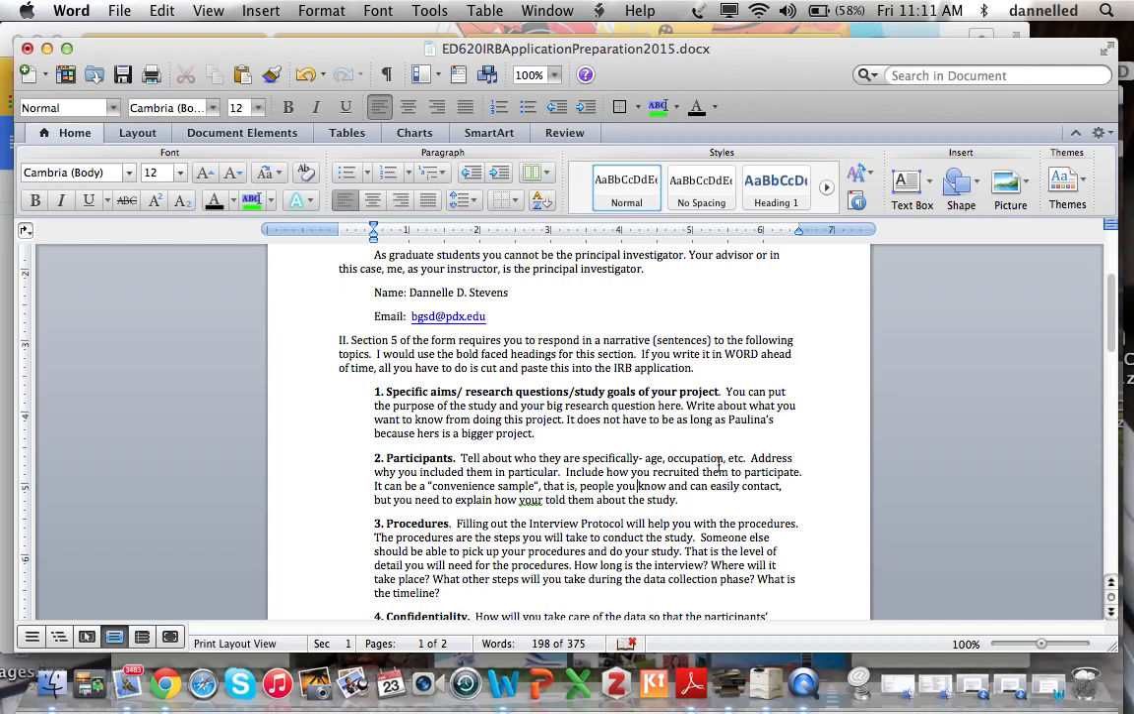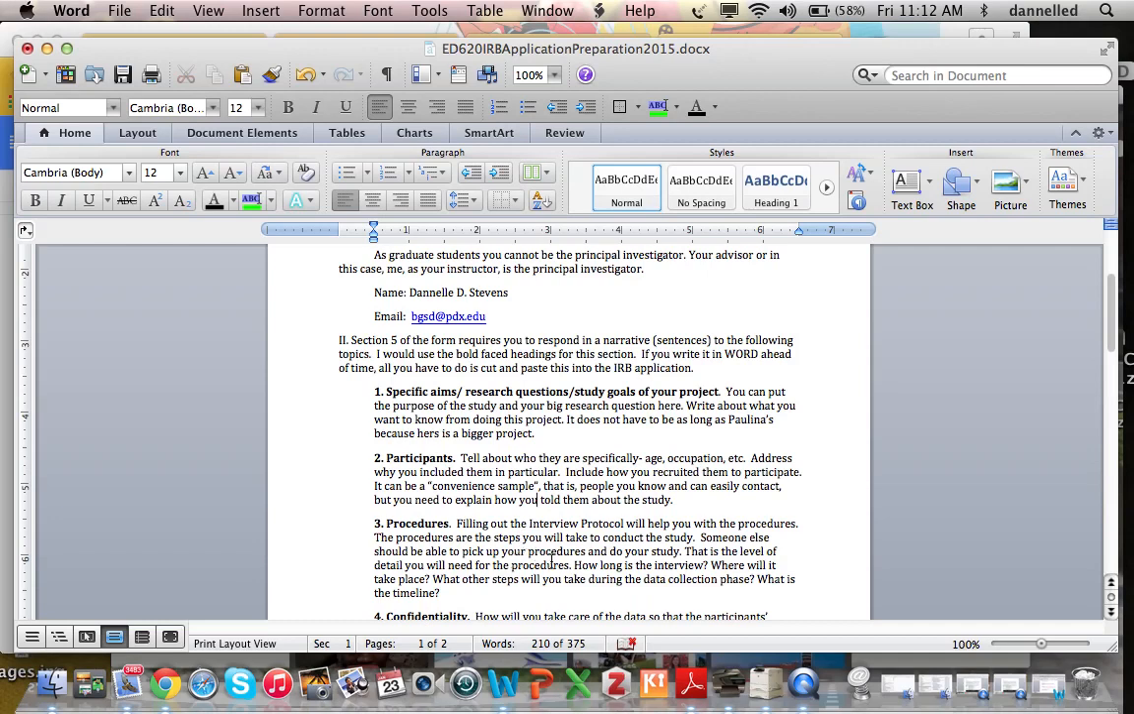And also include how you recruited them to participate. It could be that they're a convenience sample, that is, people you know and you see every day. But even if it's a convenience sample, and that's okay, you still need to tell the IRB people how you told them about your study and what they will contribute to the study.